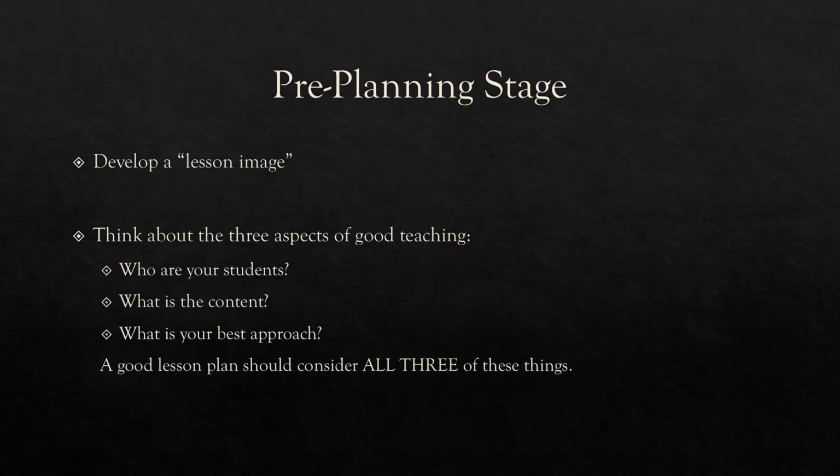Once you have that lesson image, we talked in the previous video about three aspects to be thinking about. Who are your students? What is the content? And what is your best approach? So I mentioned that already. Thinking about students, certainly some may need formalized accommodations, but there are also informal ones: I think this student needs a little bit of a push, I think this student is going to struggle with this a little bit.